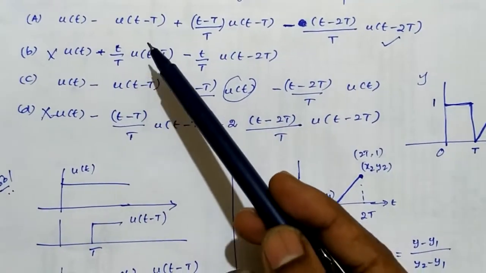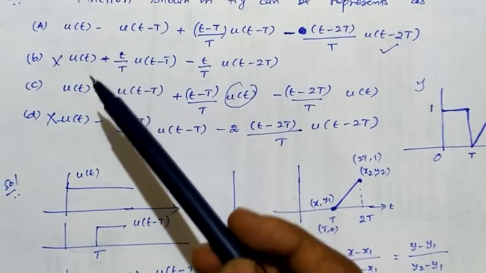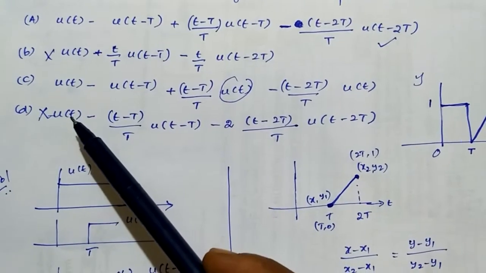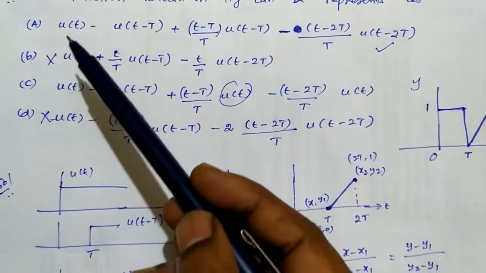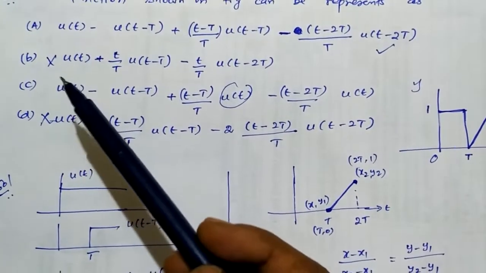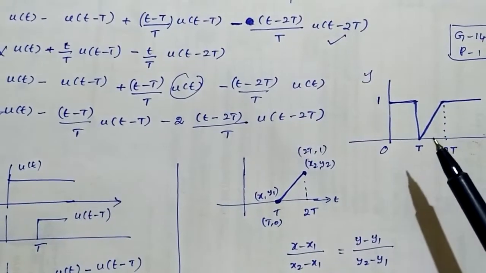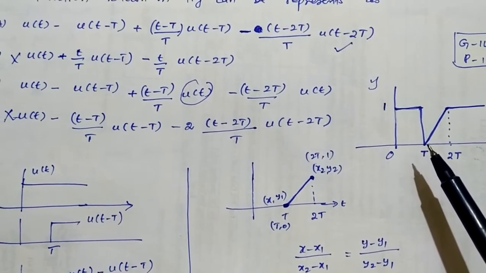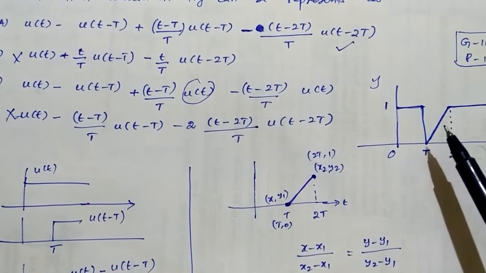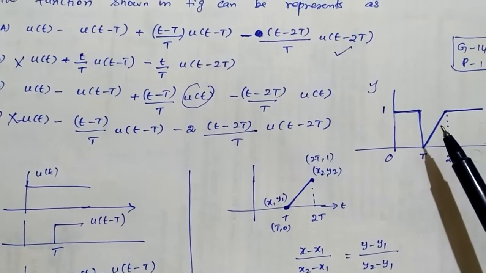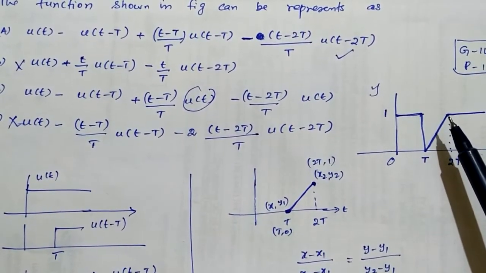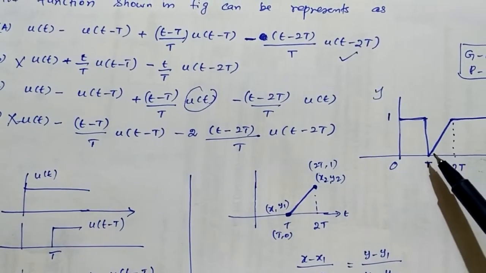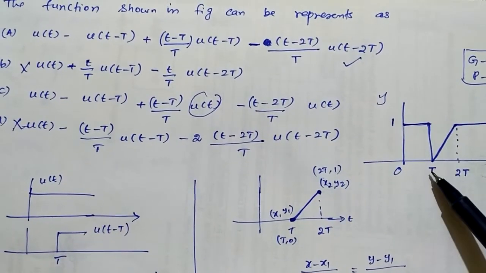So from the given choices, we can conclude the choice B and D is not the answer. So the answer may be either A or C. Again come to the given problem. So at T, the function increases like a ramp function or a linear function. It increases up to time 2T. So we need to write the equation over the period T to 2T.